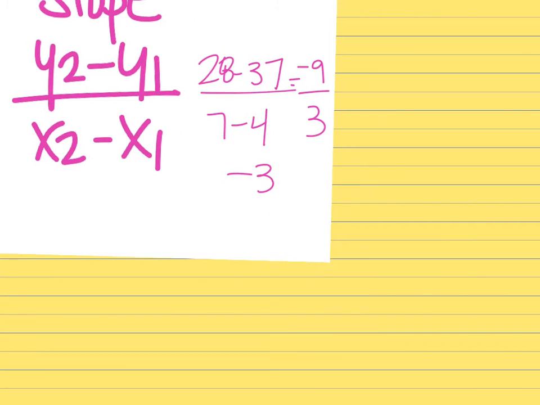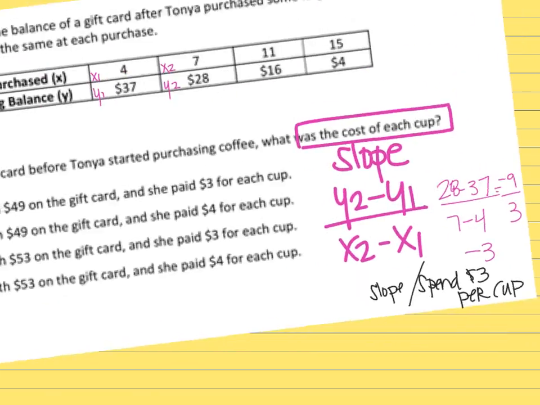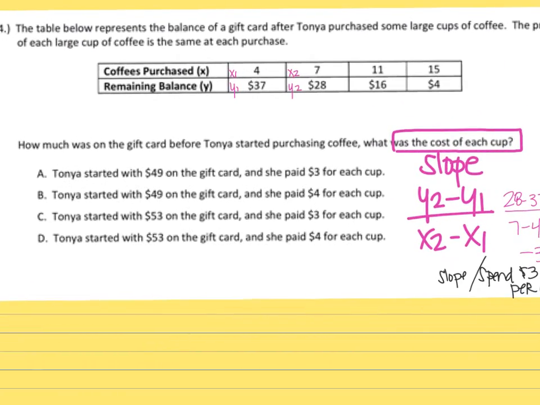Okay, so in a real life situation, what this means is I'm going to spend $3 per cup. Which also means the slope for this real life situation is 3. So now when I look over at my answer choices, the first one says she paid $3 a cup. Then the second one, she paid 4. So the ones that are telling me that she paid $4 per cup, I know now that's wrong.